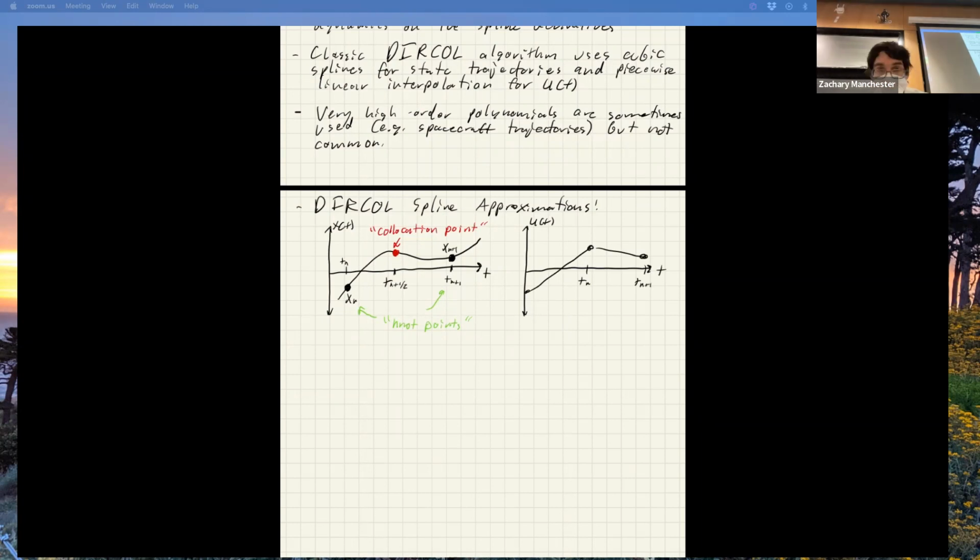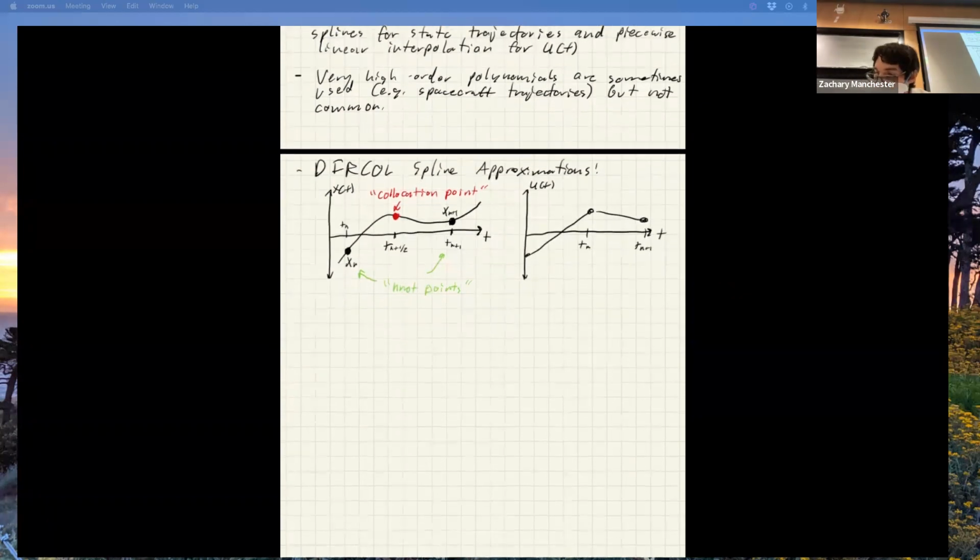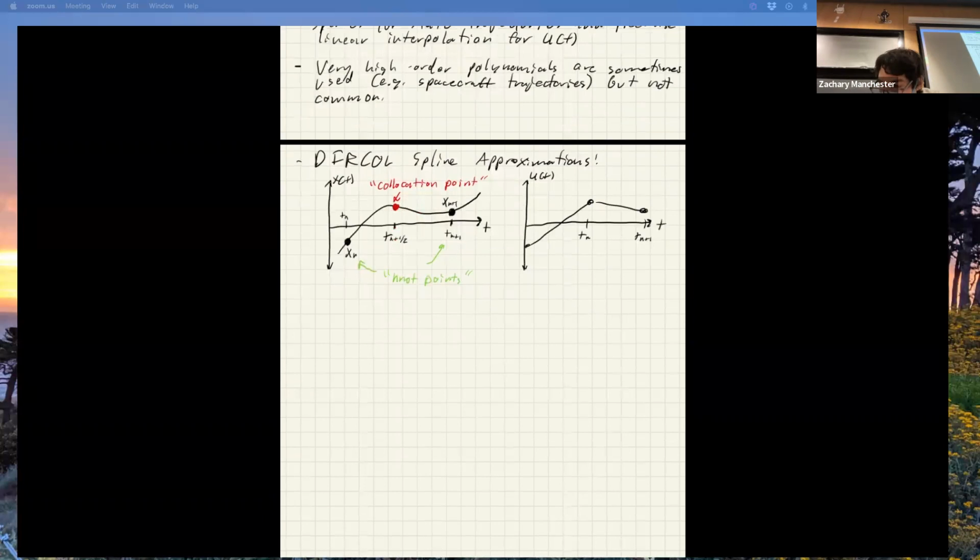Okay, so let's write out a cubic spline. Over a given time step, you're going to have something that looks like this. We're just going to write out a generic cubic function with unknown coefficients. And in general, if I have a big state vector, you just do one of these for each element of the state.